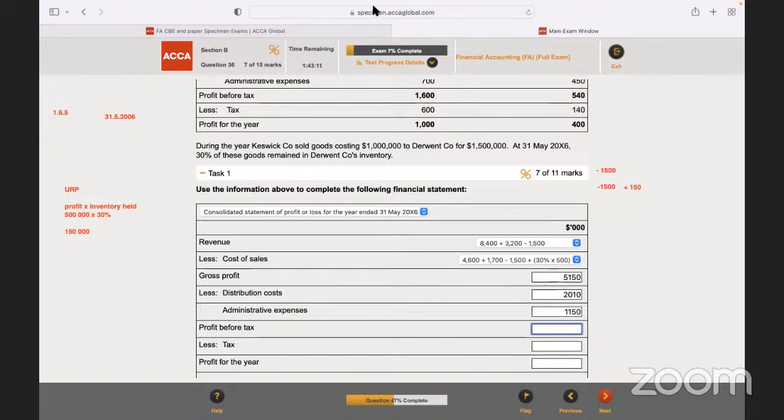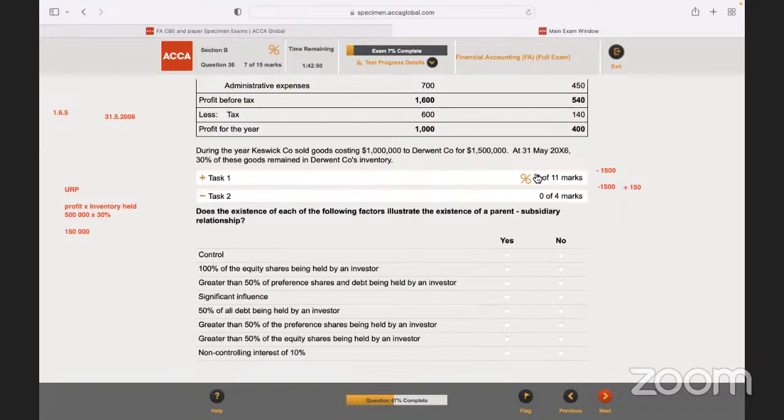Okay, then, guys, we have to calculate profit before tax. So normally, guys, how do we calculate profit before tax? Gross profit minus distribution expense minus administration expense, you will get the profit before tax. 5,150 minus 2,010 minus 1,150. So therefore, guys, I'm getting 1,990.